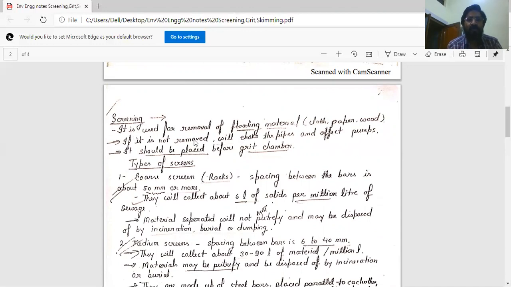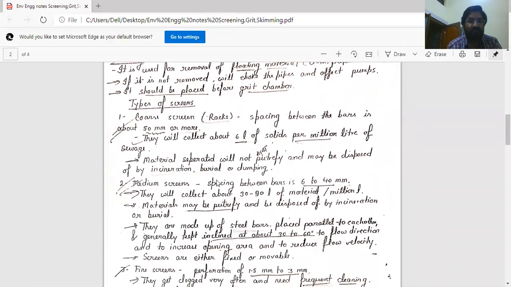Screening is used for removal of floating material like cloths, paper, wood, etc. If it is not removed, this will choke the pipes and affect pumps. So screens should be placed before the grit chamber. First, wastewater enters from screening.